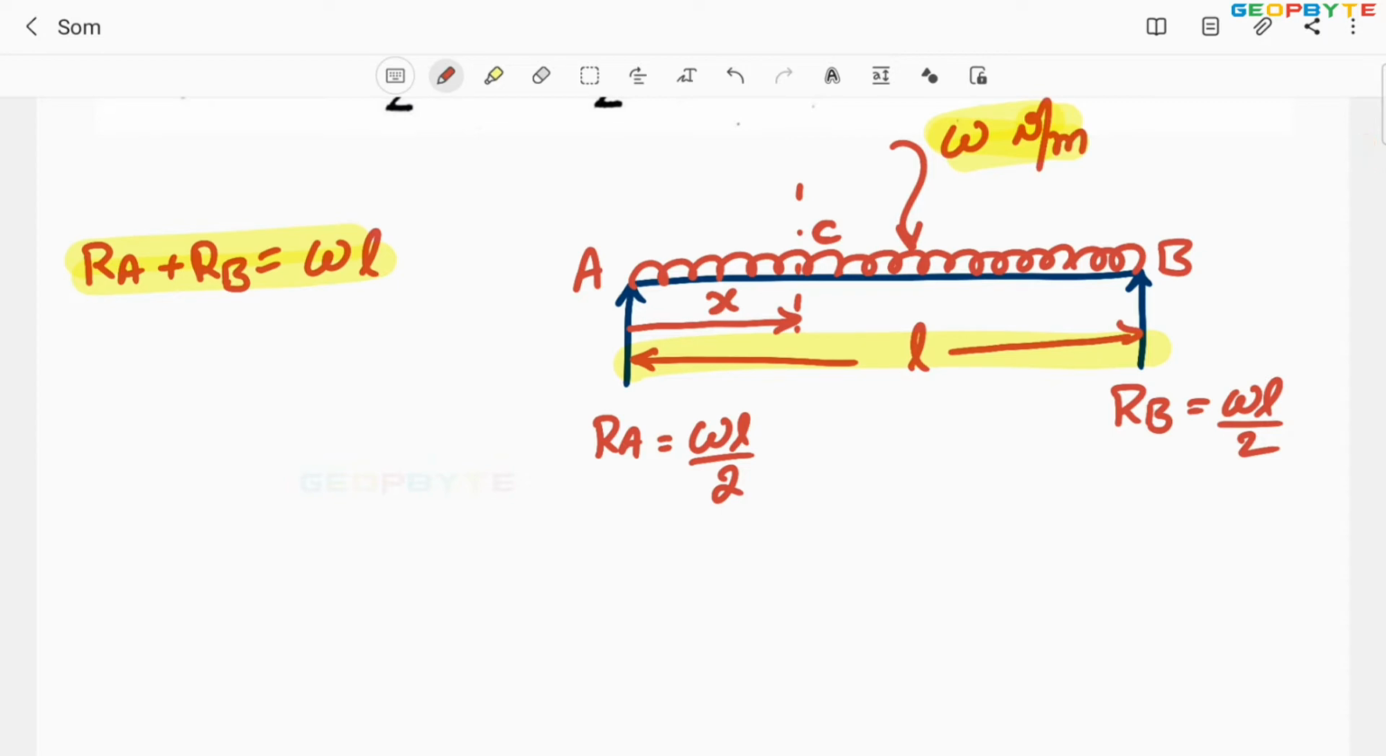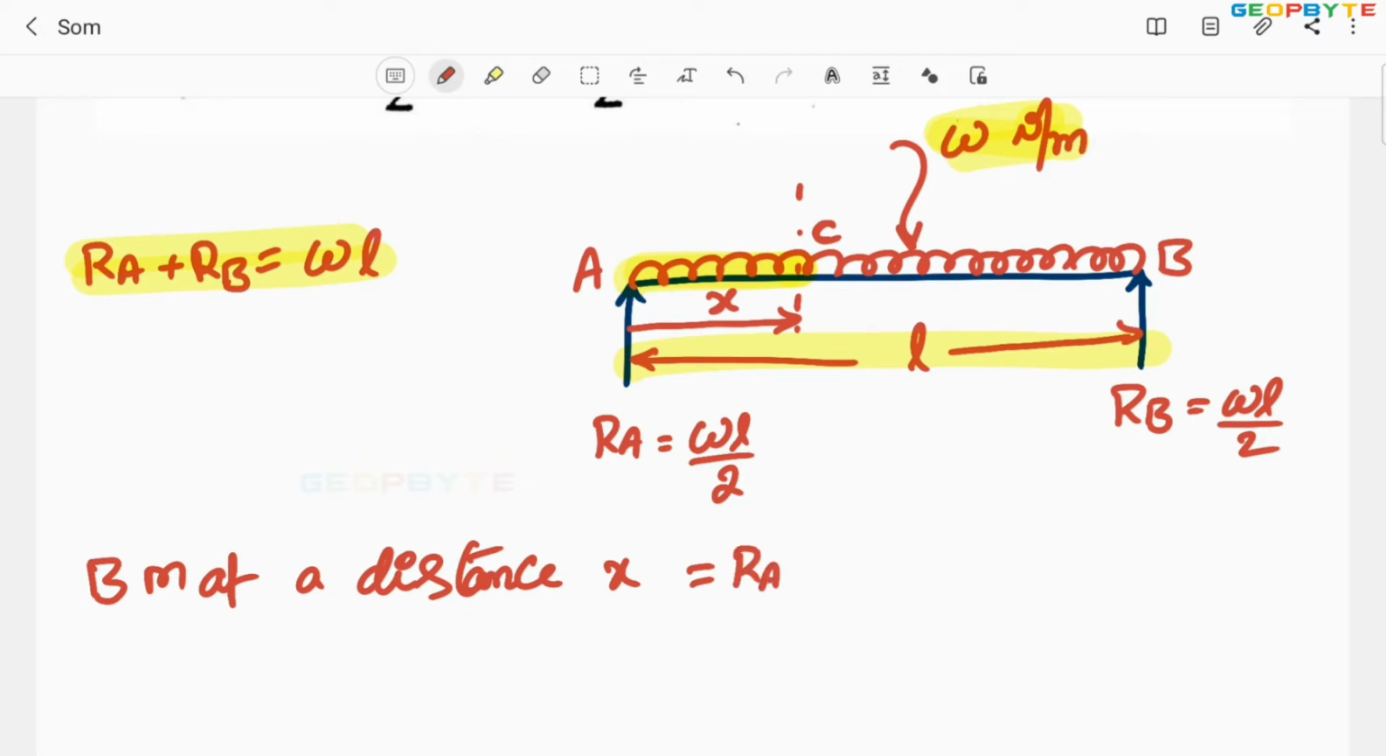Then the bending moment at a distance x equals, let us take the bending moment from the left end up to the distance x, this part. In this part we are going to find the bending moment. So it is equal to RA into x.